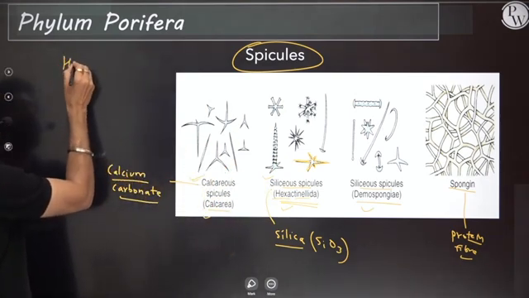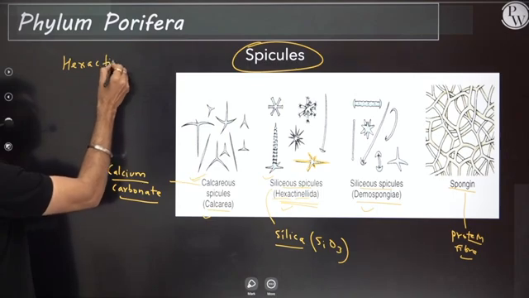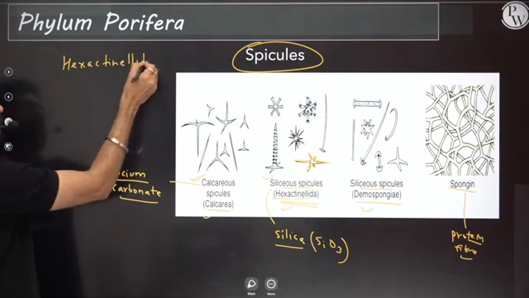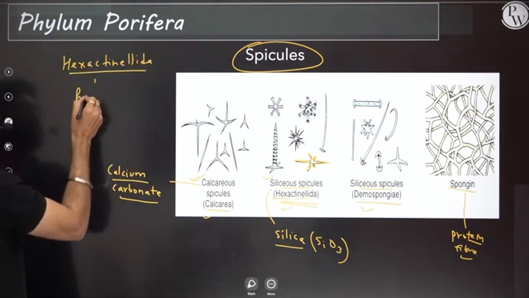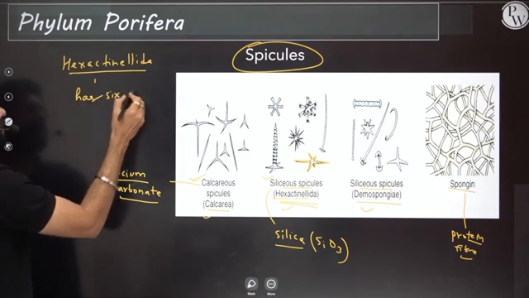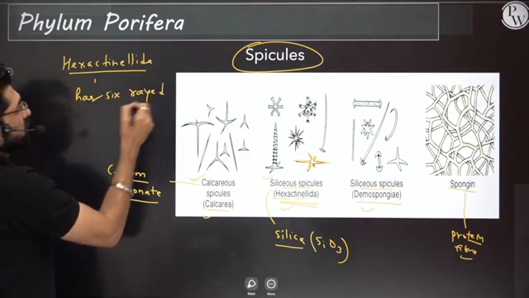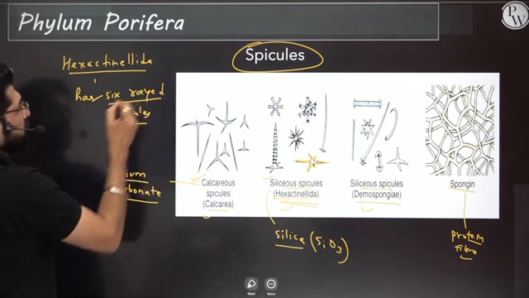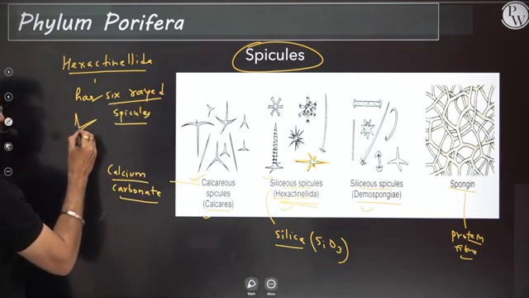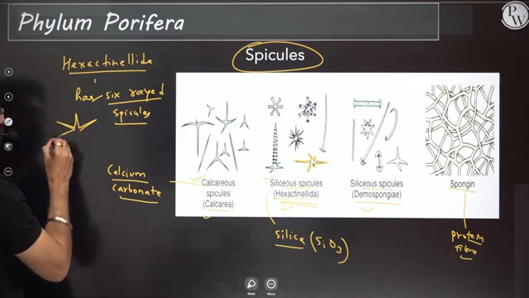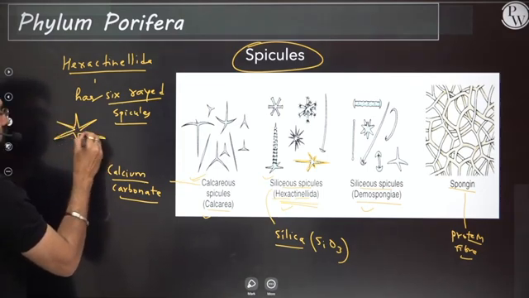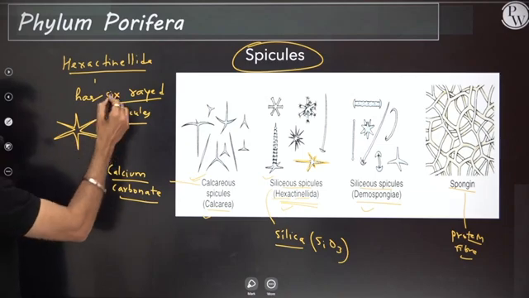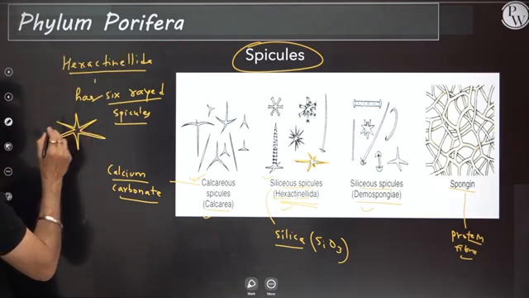So the Hexactinellida class has 6 rayed spicules. Just remember this. 6 rayed spicules like this: 1 ray, 2 rays coming like this, 3, 4, 5, 6. Like this you have 6 rayed spicules. Is it okay with you?